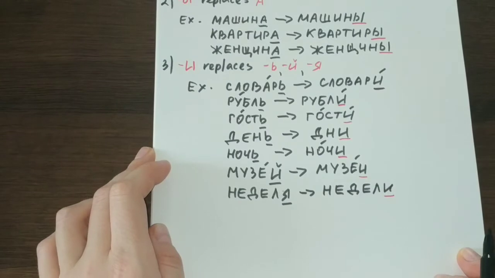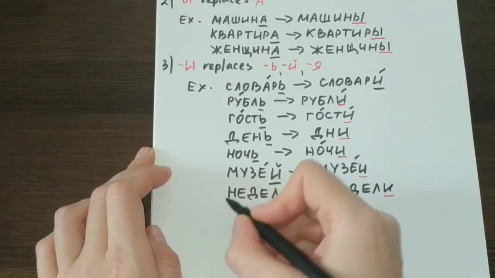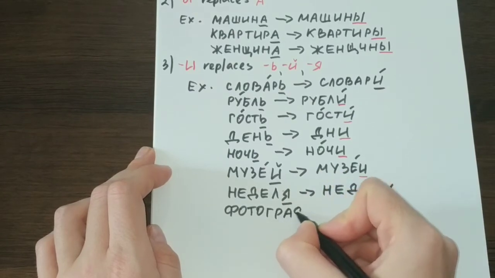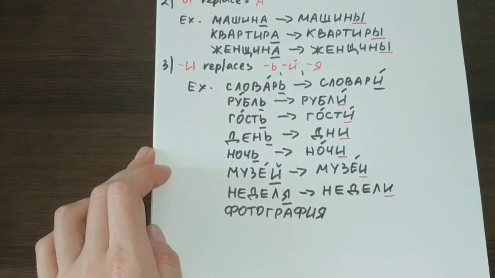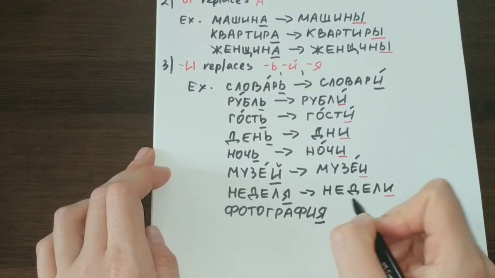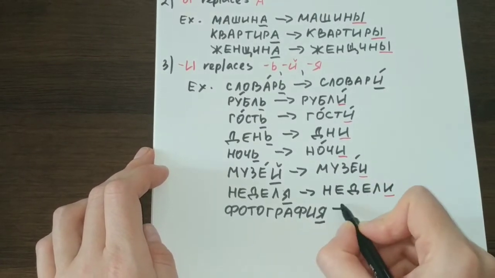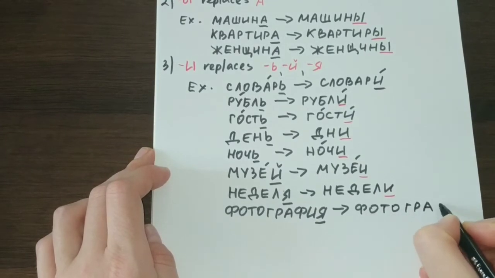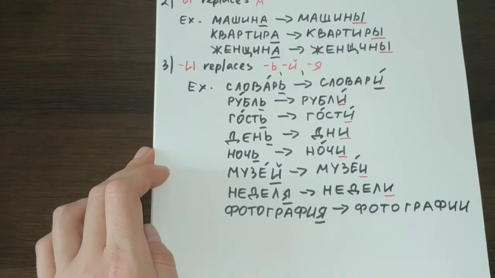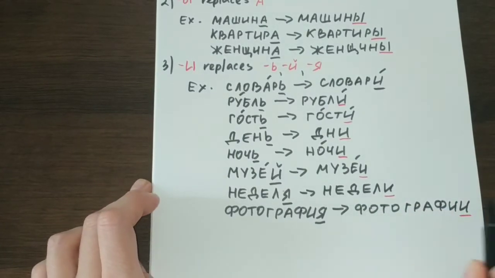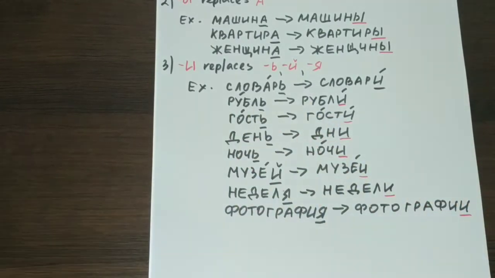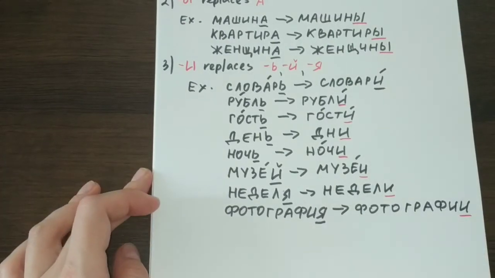Then we have another example. Let's take this one. Фотография, meaning photo. It ends in ya. It is a noun of a feminine gender, and its plural form will be фотографии. So the ya is changed into и. So that is another point of this first group of nouns forming the plural, its plural forms.